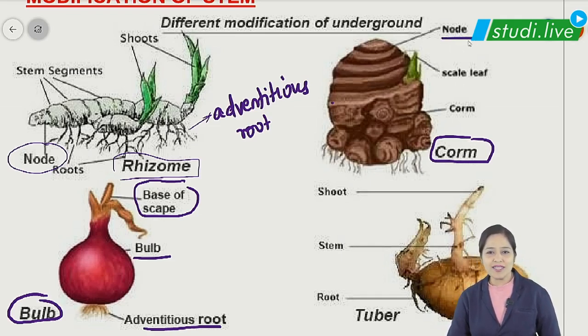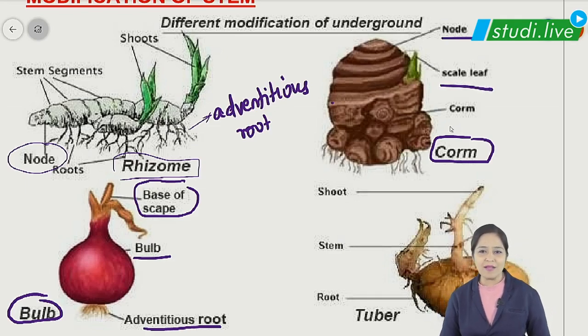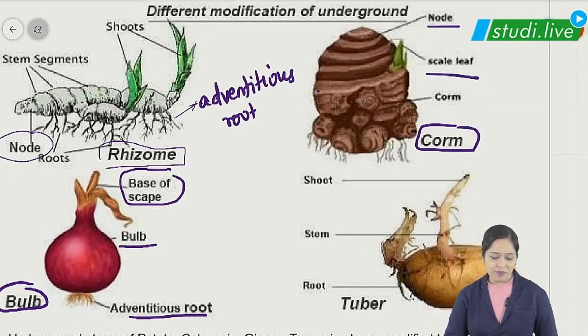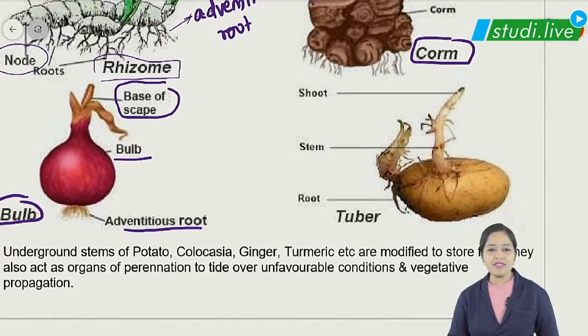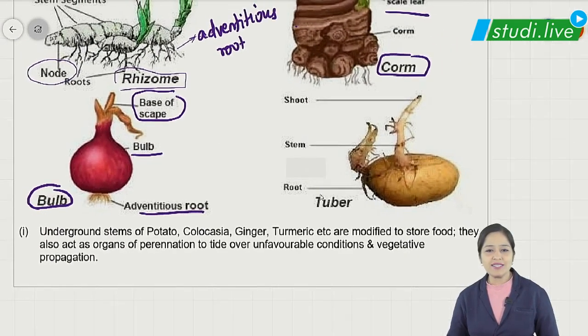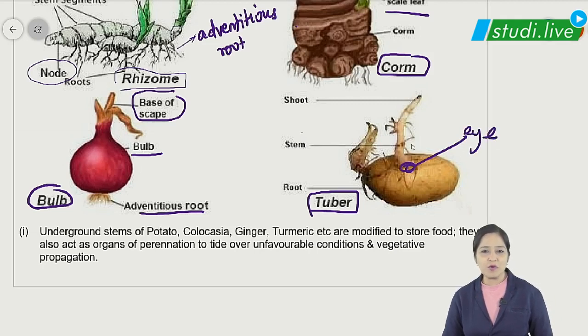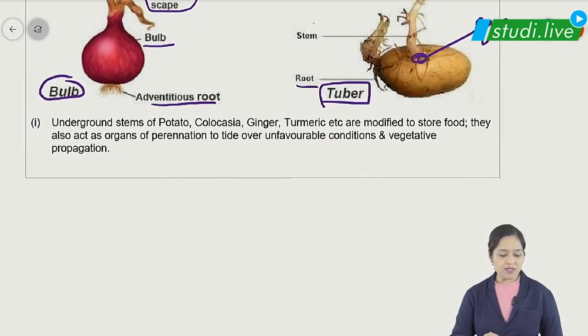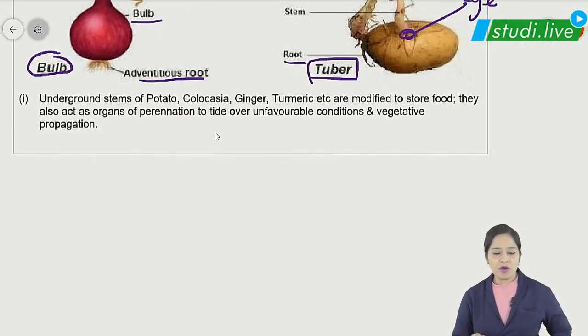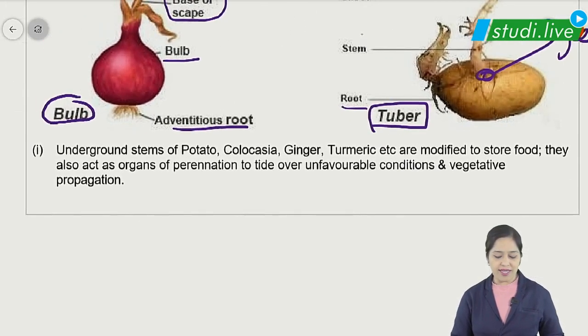Here also we can see nodes which are present, and scale leaves at the tips, and this is the corm. The last example is the tuber, which is our normal potato, where this was an eye. This eye is going to sprout and germinate, and from there we have the roots which are emerging. So underground stem of potato, colocasia, ginger, turmeric, etc.